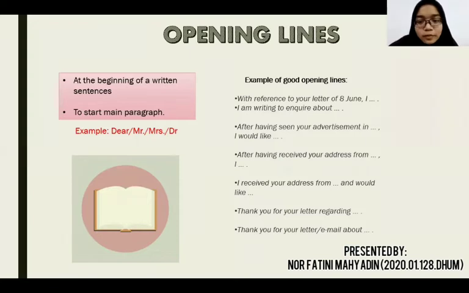An example of a good opening line: as you can see, you can add a date to your opening line as evidence when you are writing this letter. Another example is, "I am writing to inquire about..." after having seen your advertisement in, or after having received your address from, and so on. That's all from me.